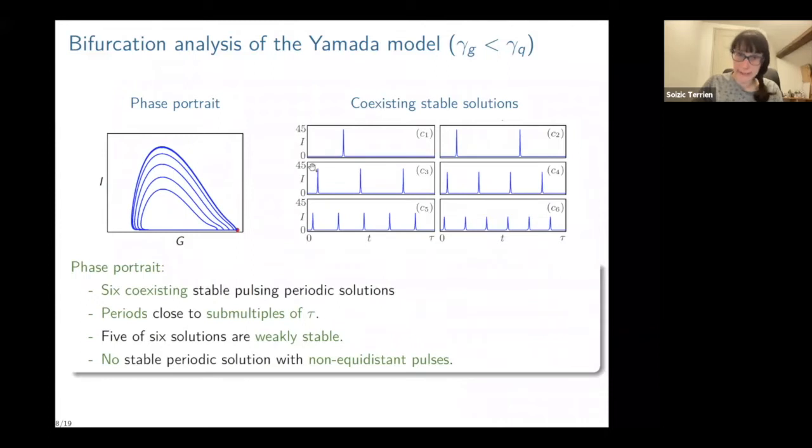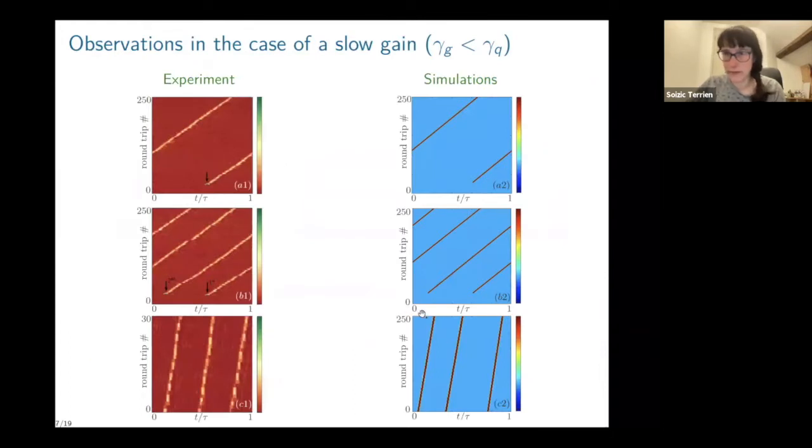5 of these 6 solutions are only weakly stable. So the one with the 1 pulse pattern is strongly stable, but the others are only weakly stable. And interestingly, no stable periodic solution with non-equidistant pulses is observed. So this raises a question: what does this correspond to? Because in the simulation and in the experiment, we can observe pulsing patterns with non-equidistant pulses for quite a long time. This is what we see here for the experiment.